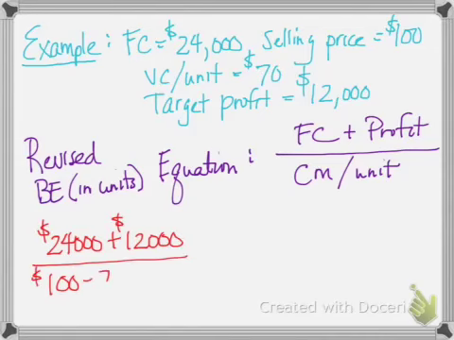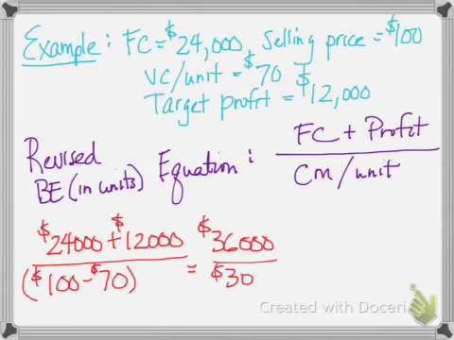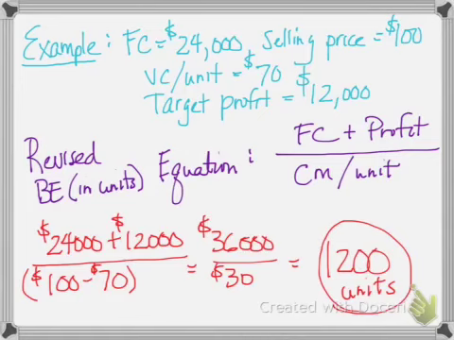So with the example above, it would be the $24,000 of fixed costs plus the $12,000 of target profit, and then divided by the contribution margin per unit, the $100 selling price minus the $70 variable cost per unit. So we have $36,000 divided by $30, which is 1,200 units. So if we sell 1,200 units, we're not only going to break even, we're going to reach a target profit of $12,000.